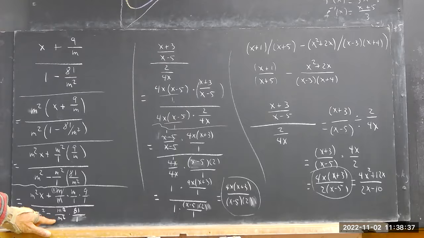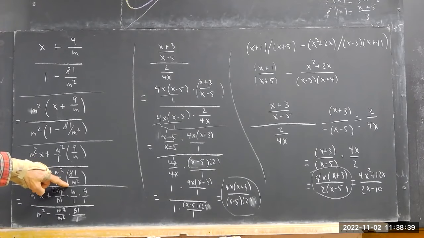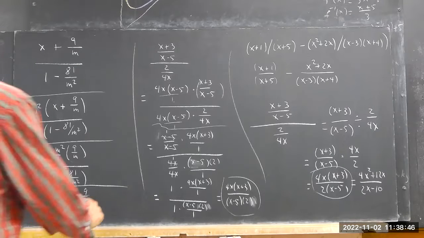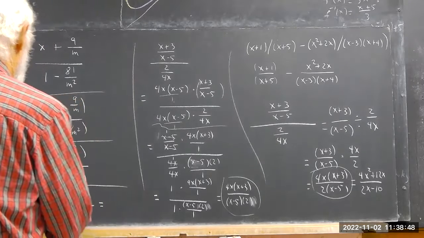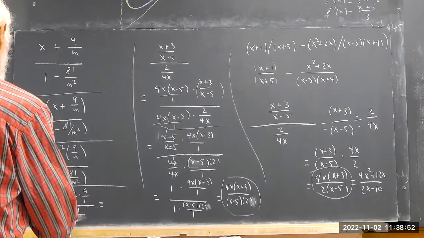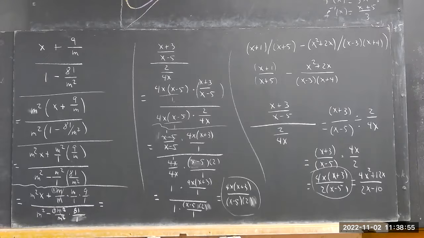Okay. So here I just put the m squared over the m squared, and the 81 over the 1. Now, if I work that out, the m squared over the m squared is 1. But I needed an m squared so that I could divide this m squared into it. That makes sense?